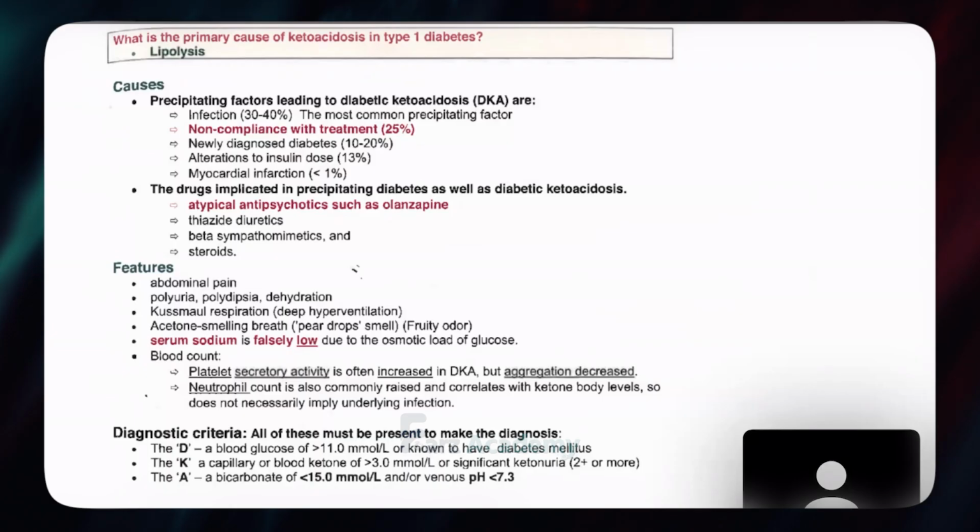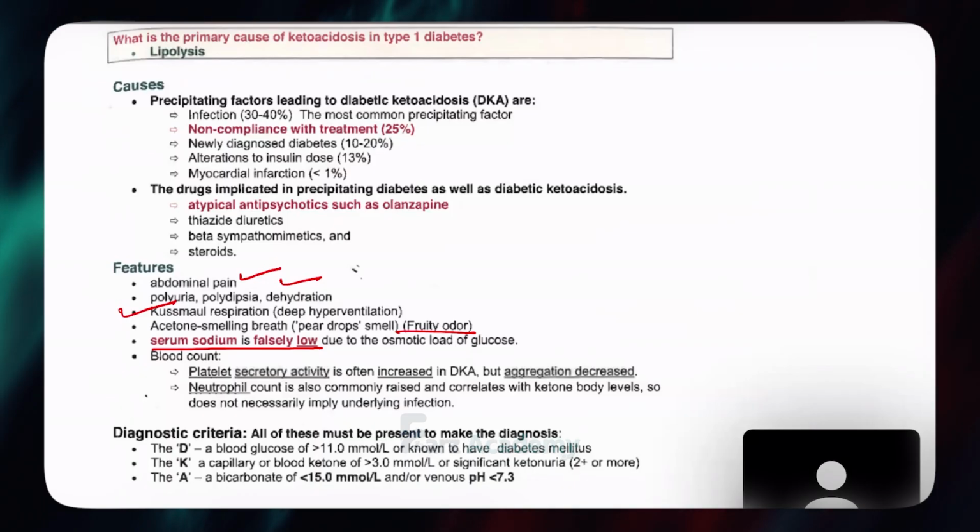So next we come to diabetic ketoacidosis. For diabetic ketoacidosis, what we need to know: there can be abdominal pain, dehydration, and deep, fruity-smelling breath. Serum sodium is falsely low, and there can be a precipitating factor like sepsis, trauma, cardiac events, AMI or a CVA, these sorts of things.